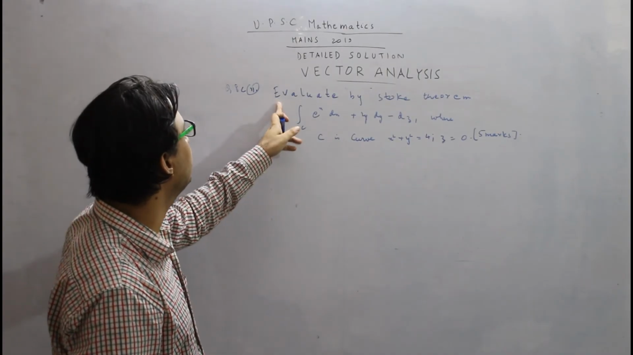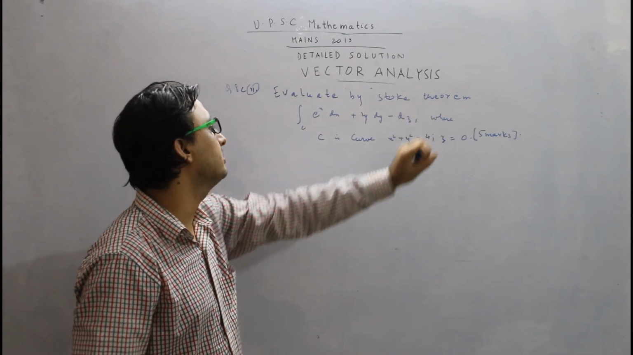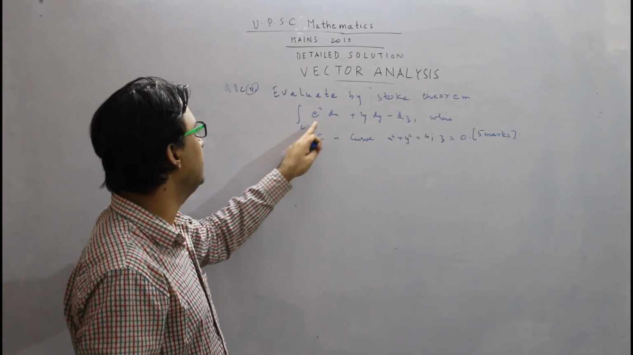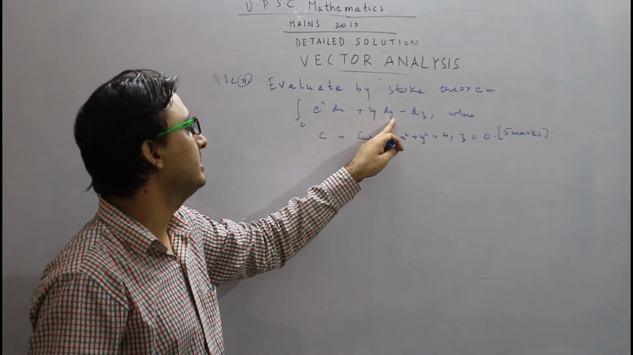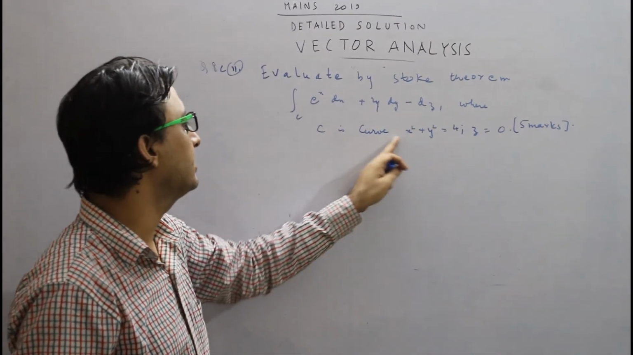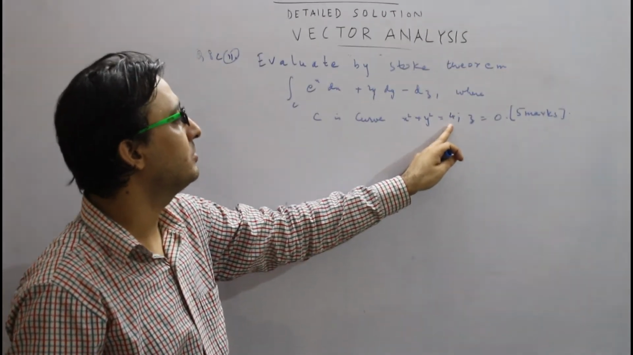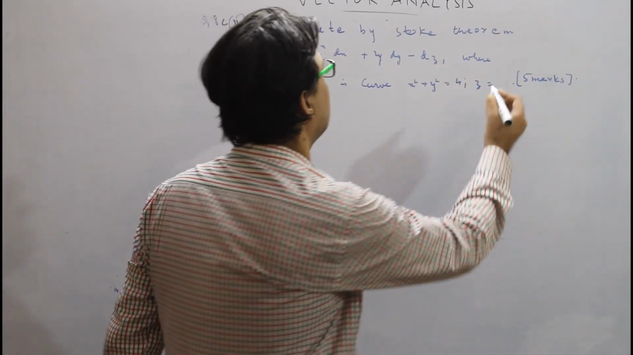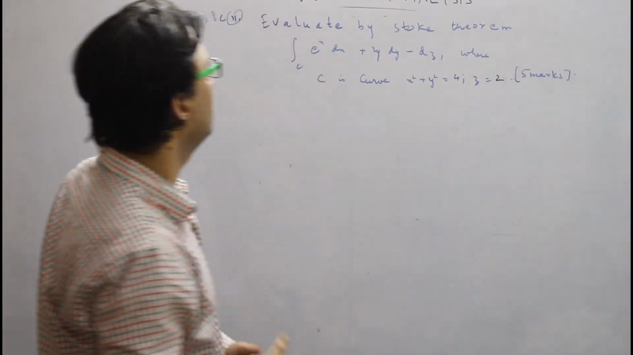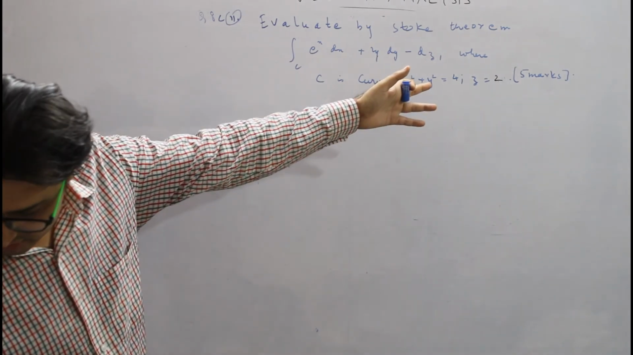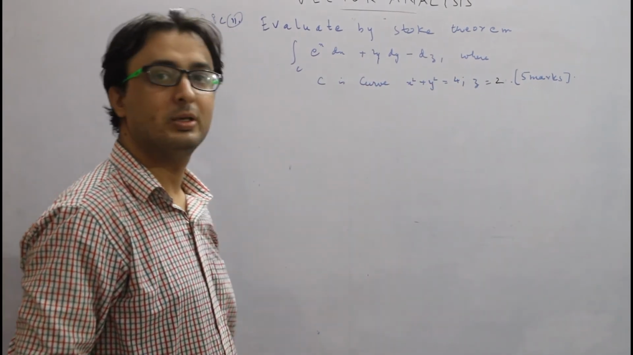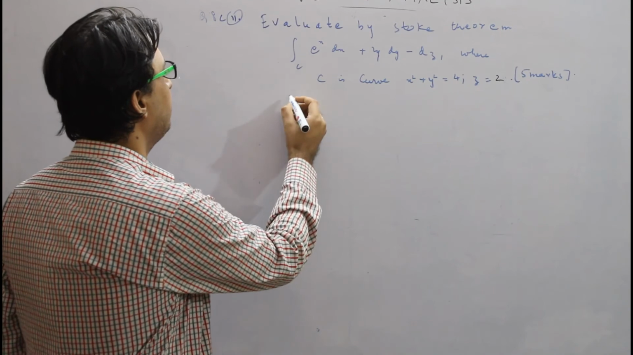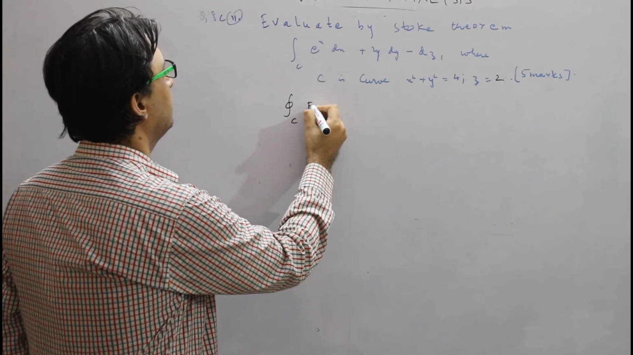So this is a question that is asking us to evaluate by Stokes theorem the integral over C of e to the power x dx plus 2y dy minus dz, where C is the curve x square plus y square is equal to 4 and z is equal to not 2, it is actually 2. Okay, this is a rectification, let me check. Yes, this is z is equal to 2. So this is asked for 5 marks. So we are to write Stokes theorem.